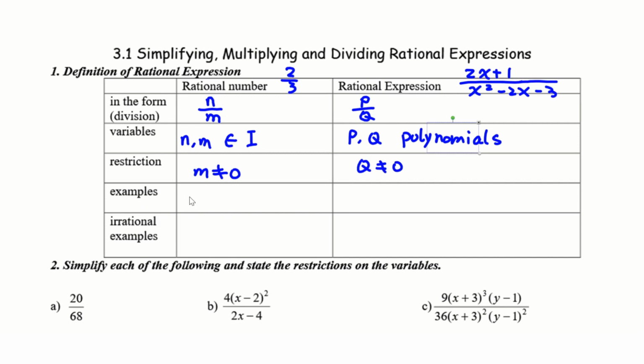The examples for numbers will be integers divided, 2 over 3, negative 1 over 2. The integers could be rational numbers too, because all integers we could write as 2 divided by 1. And rational expressions could be any polynomial divided by another polynomial, so x over x minus 1, or x squared minus 1 over 2x plus 1, etc.